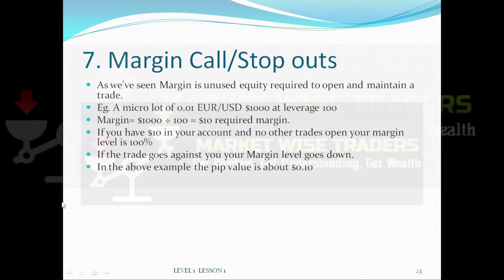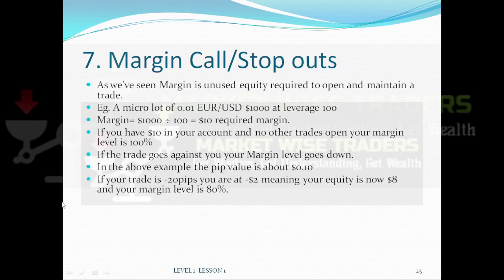In this above example, 1 pip is equivalent to about 10 US cents. So if your trade is at minus 20 pips, then you are at minus $2. That means your equity is at $8 and your margin level is no longer at 100%, but it is now at 80%.